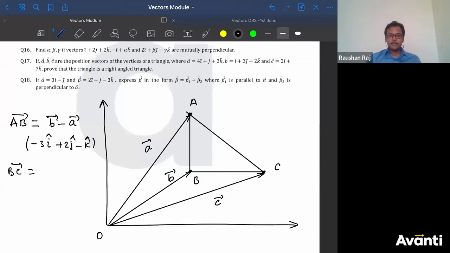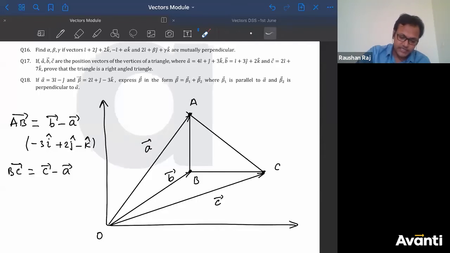Similarly, if I say another vector, तो क्या होगा बताइए? C minus A, so I'll write C vector minus A vector. तो C minus A करेंगे तो 2 minus 4, minus 2 i cap. Then j cap में बताओ क्या है? In C vector we don't have j, so 0 minus 1, minus 1 j cap. Now 7 minus 3, plus 4 k cap.